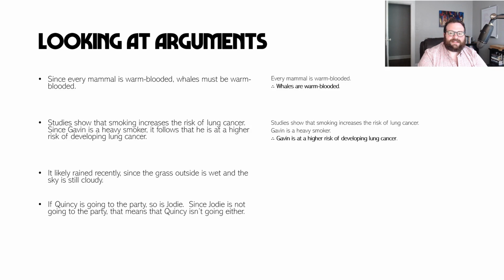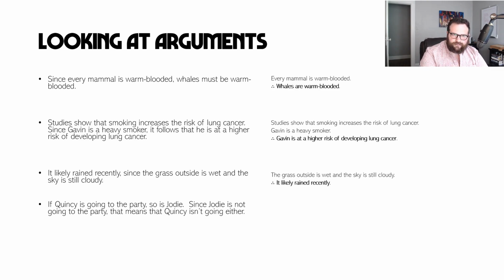It likely rained recently, since the grass outside is wet and the sky is still cloudy. Okay, what are they trying to convince us of? That it rained recently, right? Or rather, that it's likely it rained recently. How do we know that? Well, again, there is this premise indicator, since. Since tells us what comes after is going to be a premise, right? The grass outside is wet and the sky is still cloudy. Okay, so in this case, the conclusion is going to be it likely rained recently.